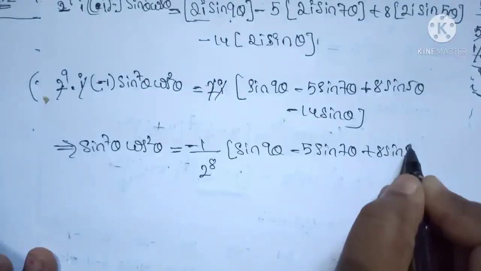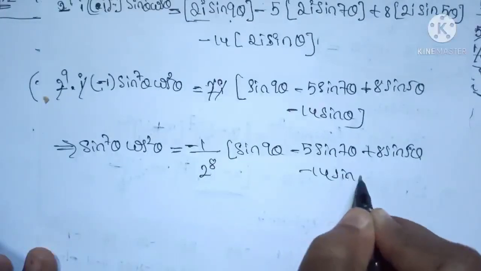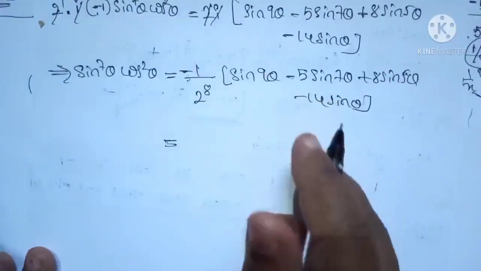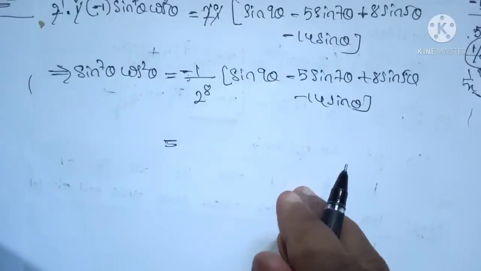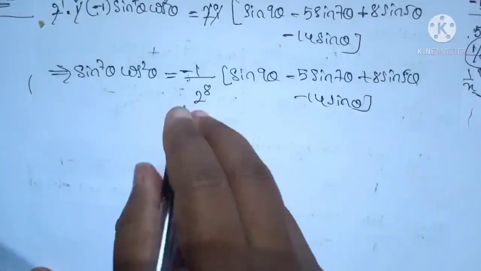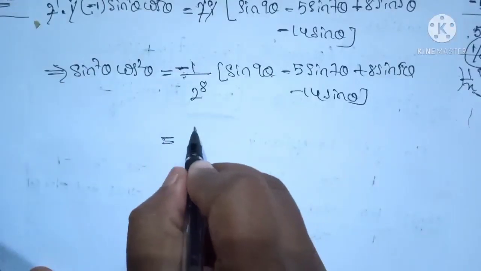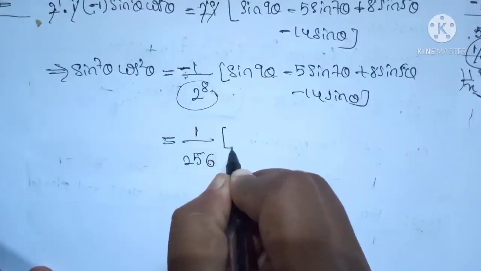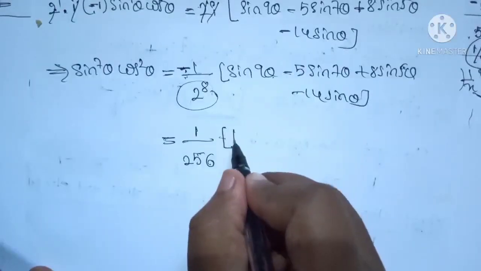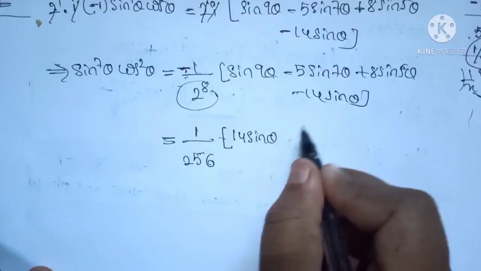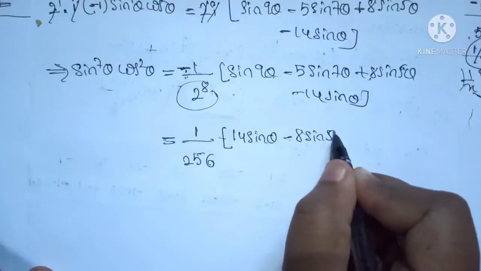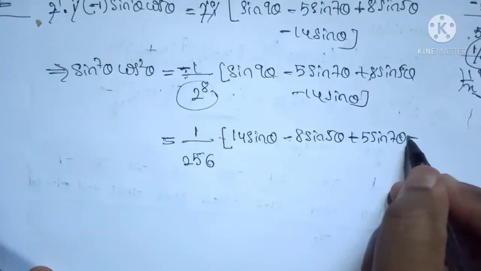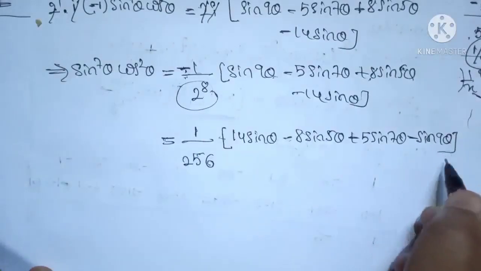Or this can be further written as, so multiplying this minus sign with this bracket, because in the proof we need plus sign, I think so, right, we need plus sign, therefore we multiply this minus sign with this bracket, we get 1 divided by 2^8, so multiplying this minus sign, minus into minus, we get plus 14 sin theta minus 8 sin 5 theta plus 5 sin 7 theta minus sin 9 theta. So this is the required proof. Okay.